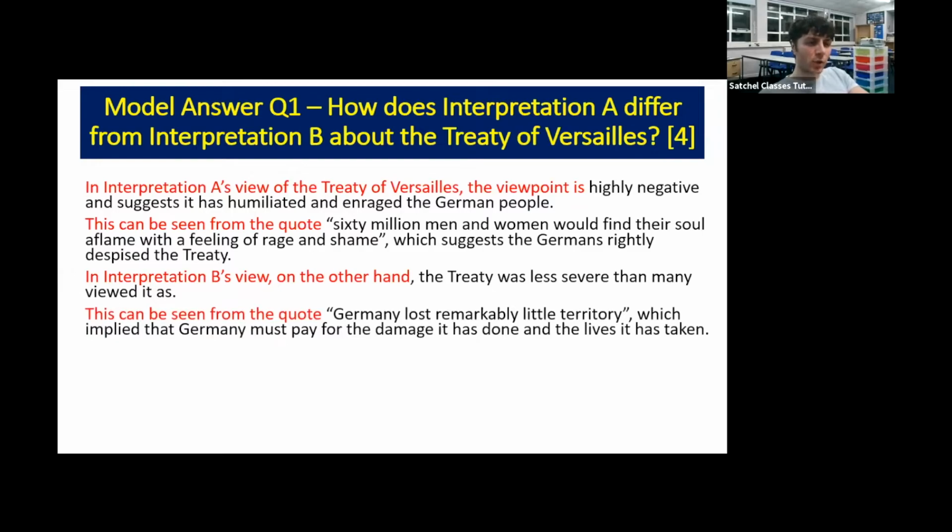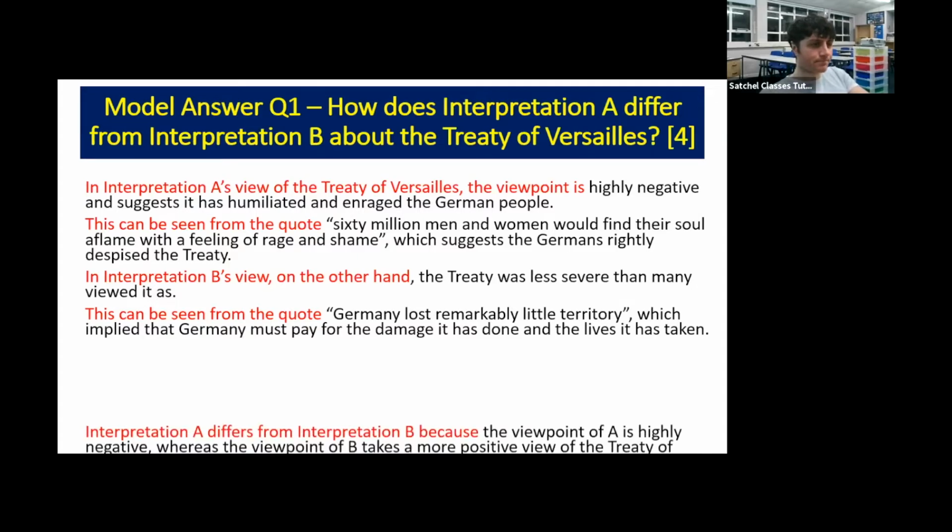This can be seen from the quote, Germany lost remarkably little territory, which implied that Germany must pay for the damage it has done and the lives it has taken. So Sally Marks is basically saying, look, Germany actually did not lose that much land considering what it had done in the First World War. Ultimately, she is saying Germany had to pay and that really they did not lose that much. They didn't lose much territory. So that is our proof that Sally Marks is being a bit more positive about the treaty.